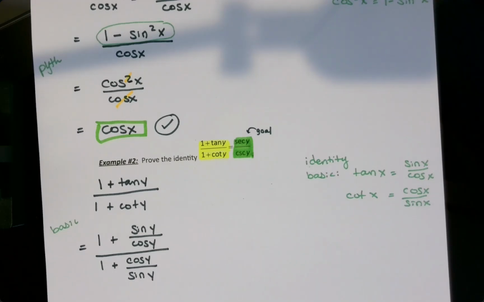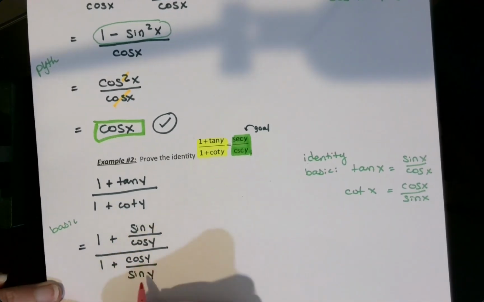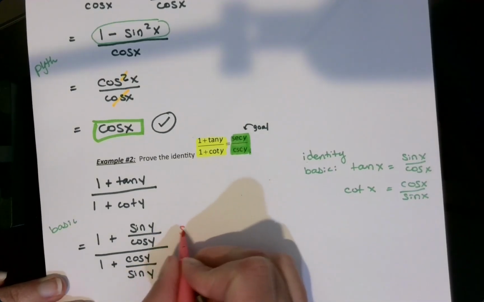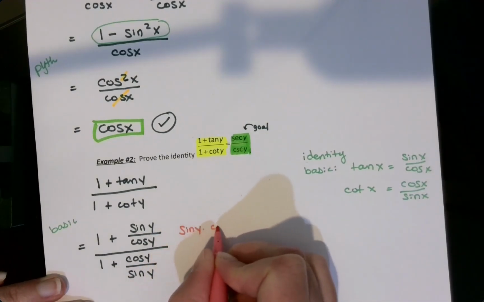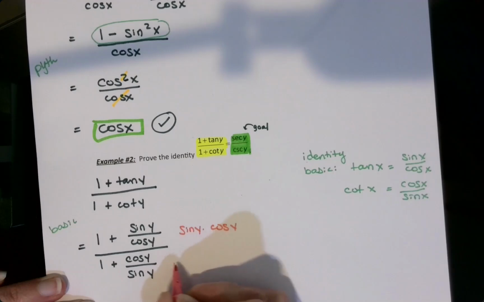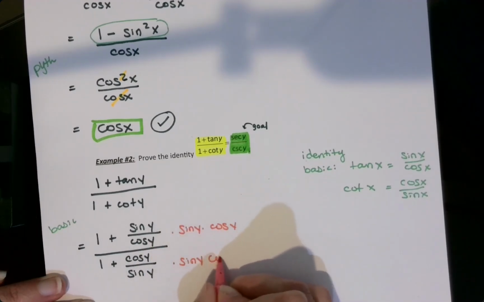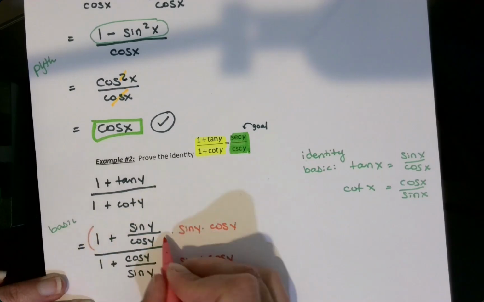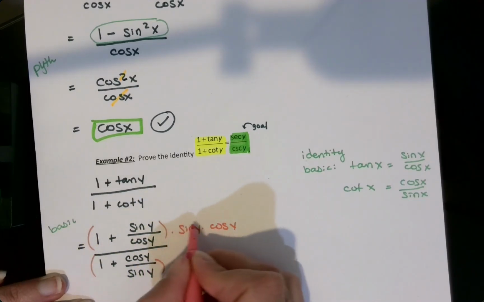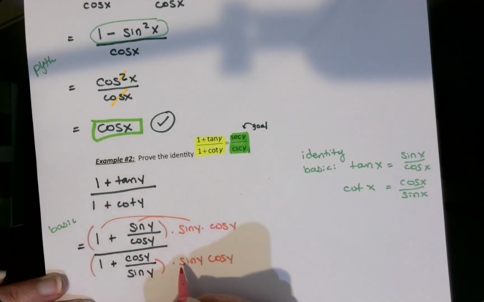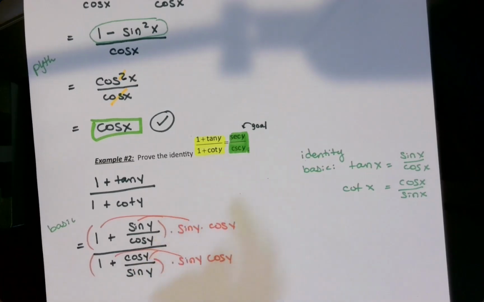So for common denominators, we know that we're going to multiply both top and bottom by the common denominator. The common denominator is going to have both cosine and sine. So I'm going to multiply by sine of y times cosine of y, top and bottom. Sine of y, cosine of y. This will need to be distributed across the top and the bottom.